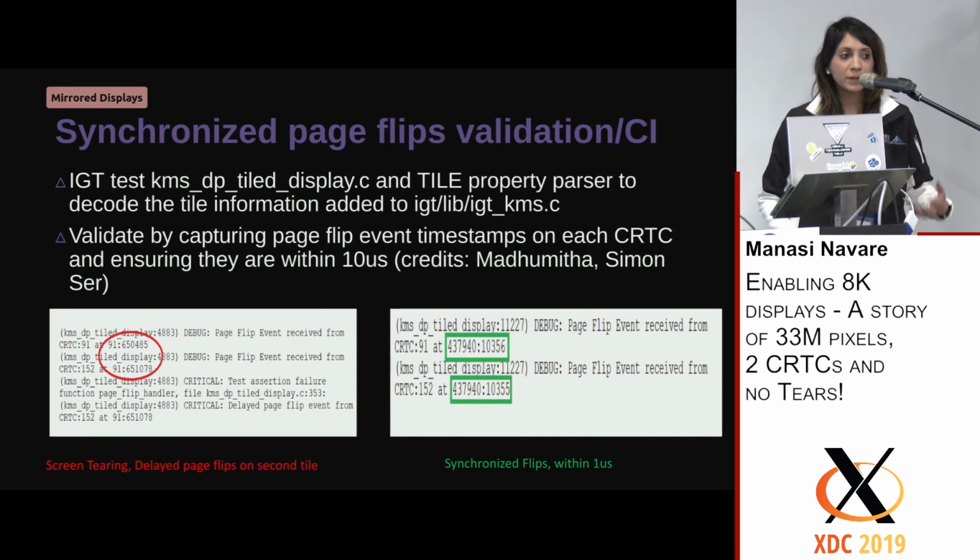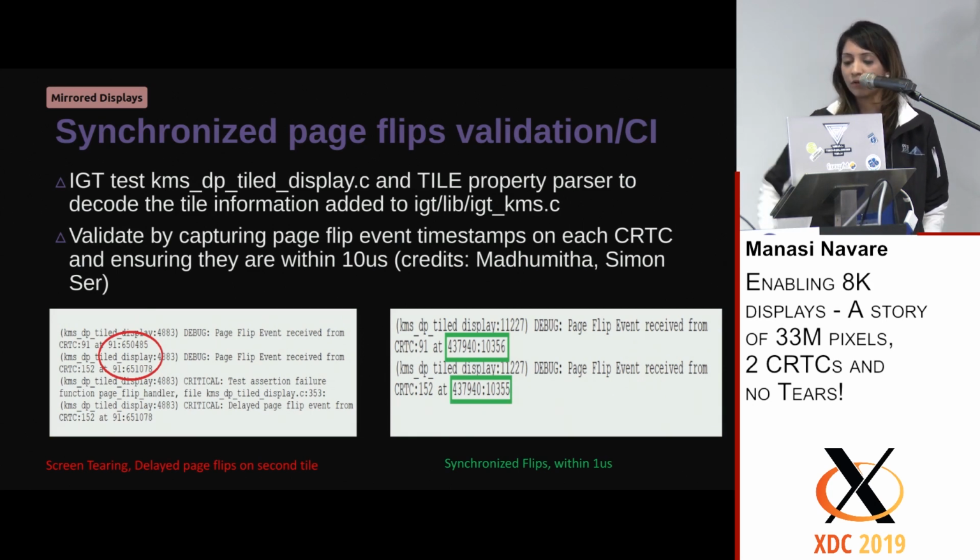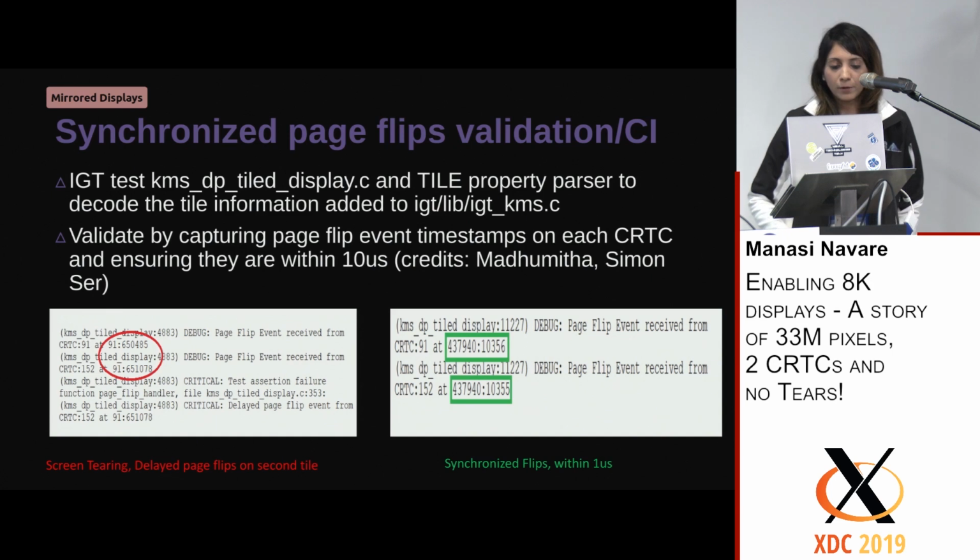So we capture the page flip events that we get on both the CRTCs and make sure that they happen close enough. We have to make sure that it happens in the same V blank, so we make sure it's within 10 microseconds. And huge kudos to our interns, Madhumita, who helped write these tests, and then Simon sir for reviewing and a lot of invaluable feedback.